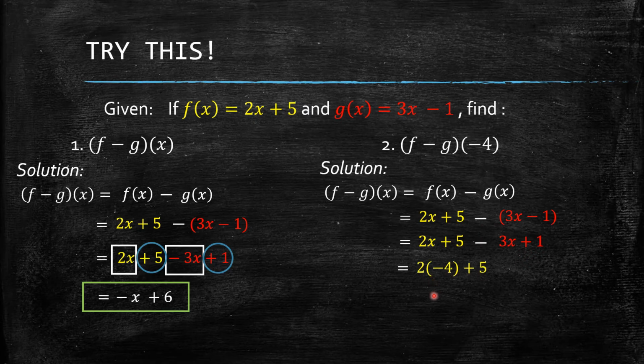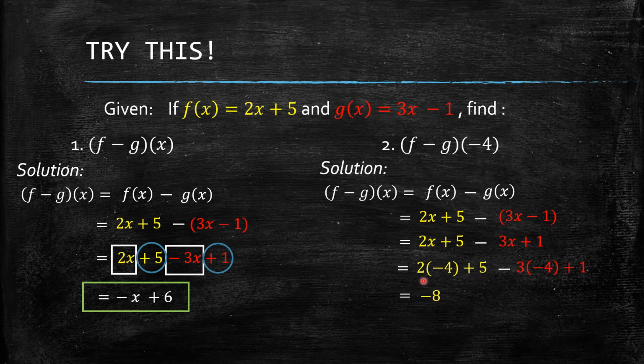Next is to change the value of x by the number inside the parentheses. So our number is negative 4. So we need to replace x by negative 4. So we will have 2 times negative 4 plus 5. And here we have negative, so 3 times negative 4 plus 1. So we cannot anymore see the x because it was replaced by negative 4.